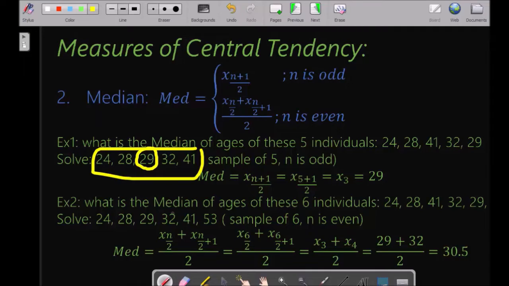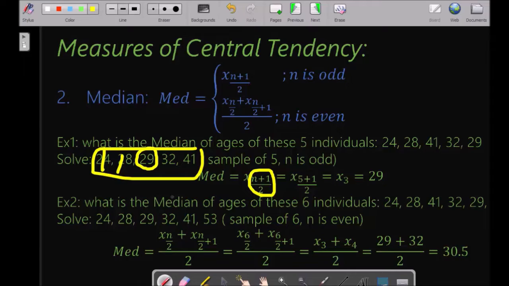But how can we write it as an equation? It is the x value which has rank (n + 1) divided by 2. So what is n? It's the sample size. We have 5 values, so it's (5 + 1) divided by 2, it's 3. So it's x with the rank 3. So 1, 2, 3. You see? This is how we get the median.